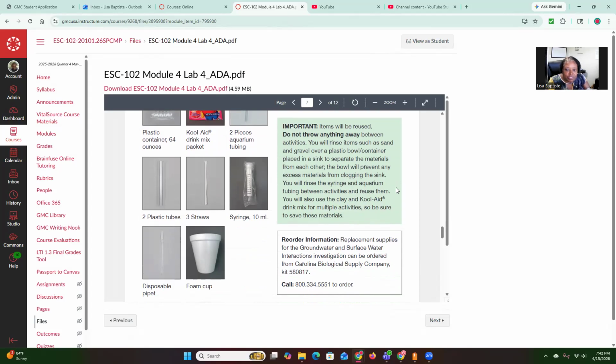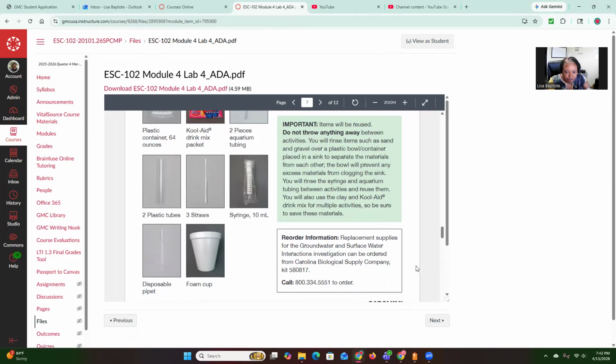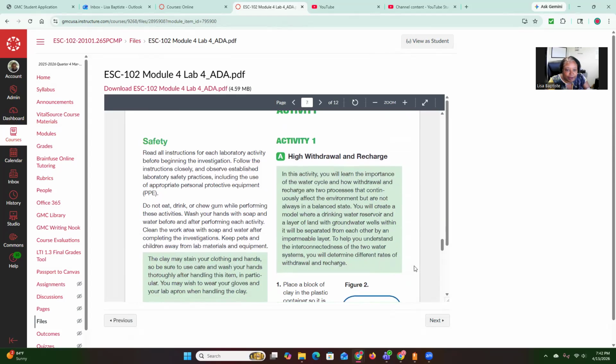You will rinse the syringe and aquarium tubing between activities and reuse them. You will also use the clay and Kool-Aid drink mix for multiple activities, so be sure to save these materials. Okay, very important disclaimer there.